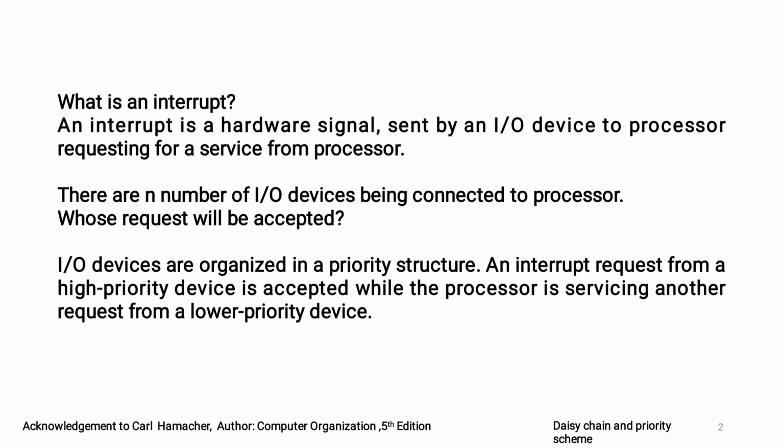Suppose the processor is already serving a device of lower priority, and then a higher priority device interrupts. The processor suspends the execution of the program serving the device of lower priority, and switches the control to the interrupt service routine of the higher priority device. After completion of serving that device, it comes back to the lower priority device.